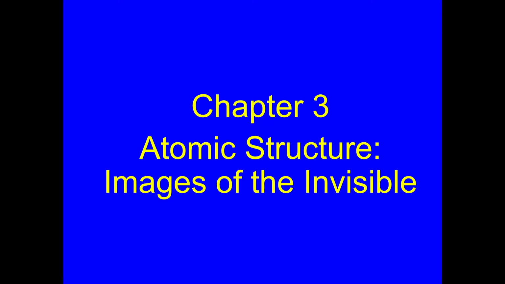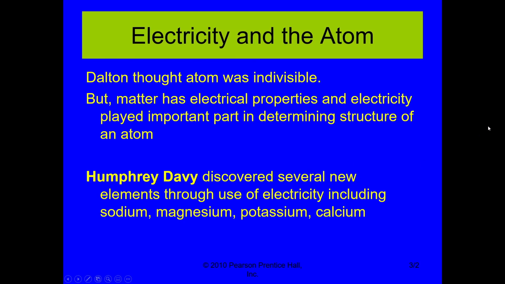Welcome. In Chapter 3, we will discuss in a more in-depth approach the atomic structure and the different components of an individual atom. In the last chapter, we discussed how, in Dalton's theory, they thought that the atom was the smallest individual unit and that it was indivisible.